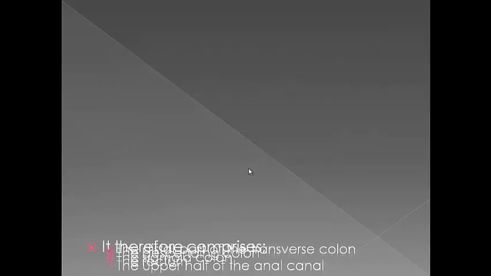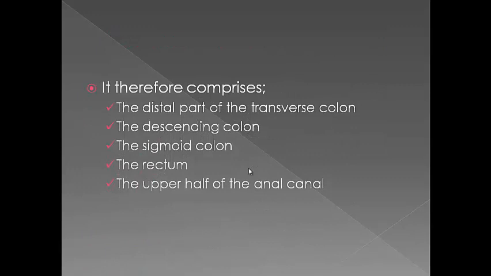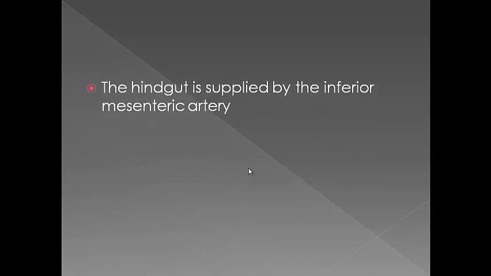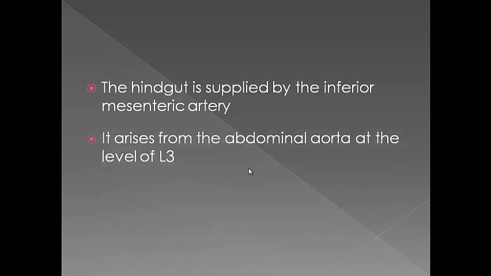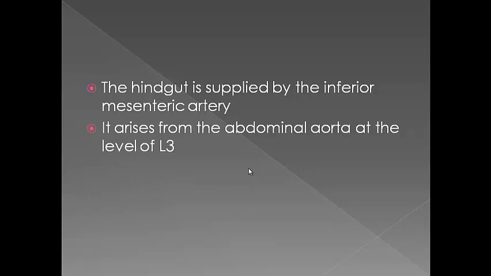Okay? So organs that are found or considered part of the hindgut are the distal part of the transverse colon, so that last 1/3, the descending and sigmoid colons, the rectum, and the upper half of the anal canal. The hindgut is supplied by the inferior mesenteric artery, which is the last anterior branch of the abdominal aorta, and it arises at the level of L3.